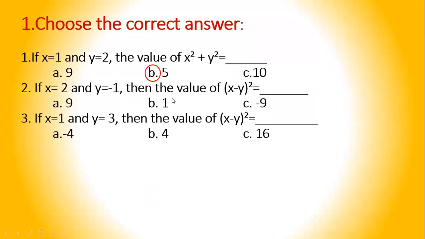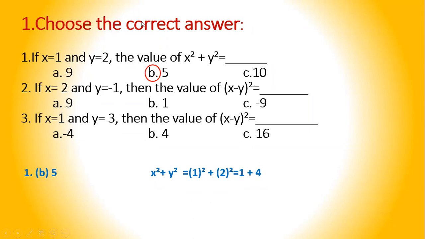Halima, and that is absolutely right, 5. And how can we get this answer? Here I have solved this question for you. Look at the solution. 1 square plus 2 square, that means 1 plus 4, gives you the answer 5.